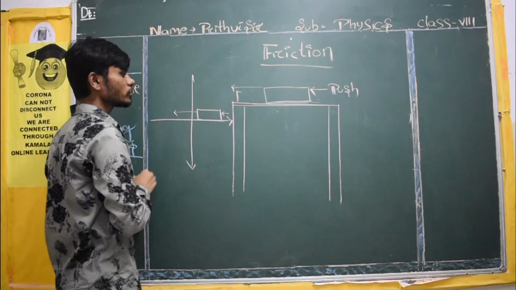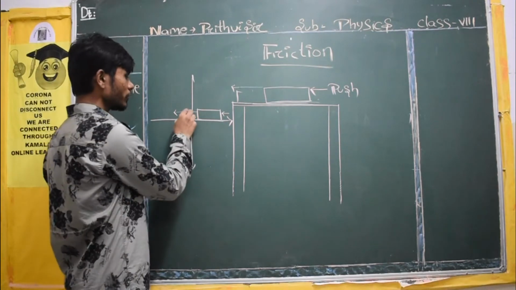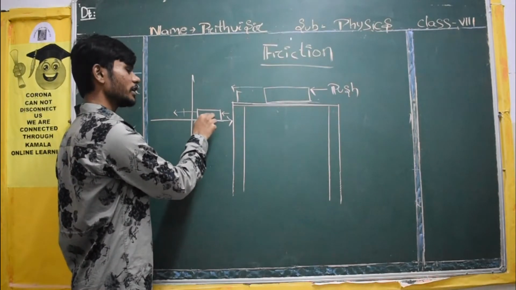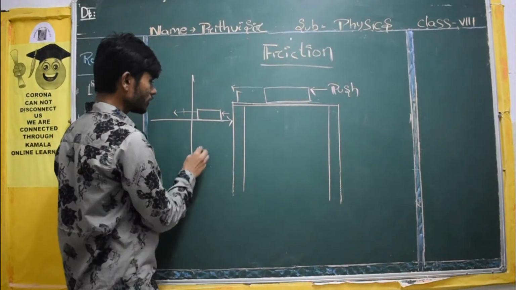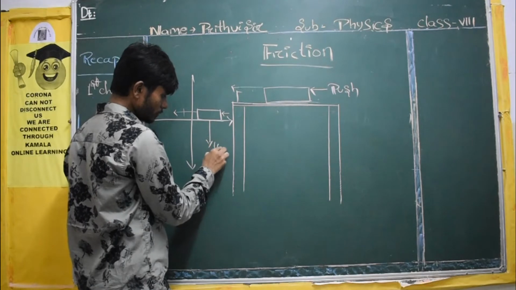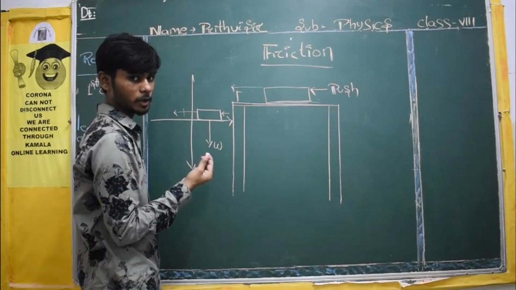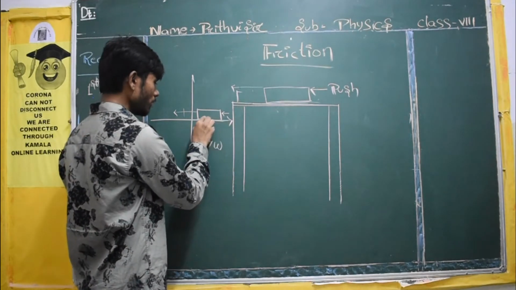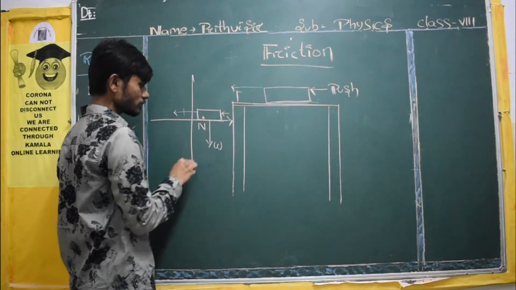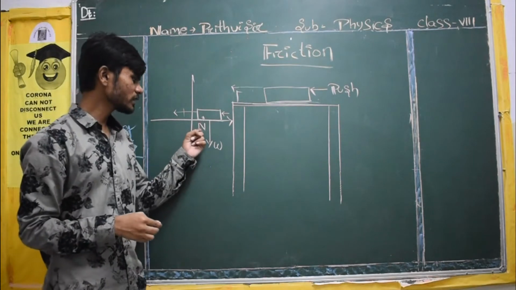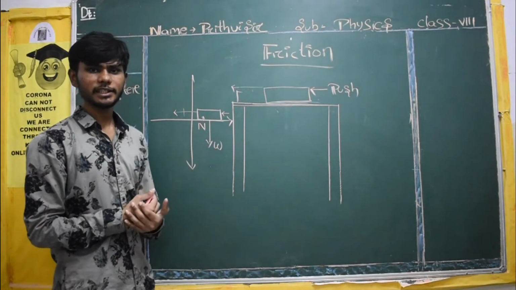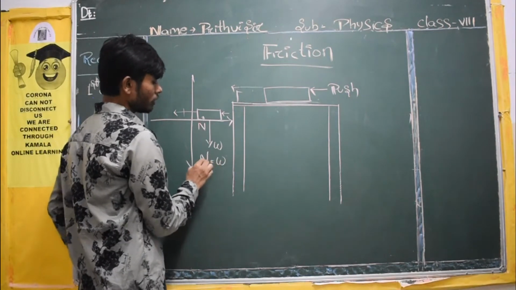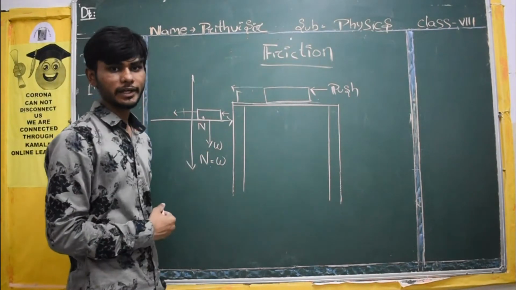But at some point the book stopped. After moving this distance, the book stopped. But it won't go down, it won't come up. Why? Because gravity is pulling it down. W is the symbol of the force of gravity. Then the normal force, that is N. Here, the normal force and W are equal in magnitude and opposite in direction, so they cancel each other. So we can write N is equal to W. So there is no change in upward or downward direction.